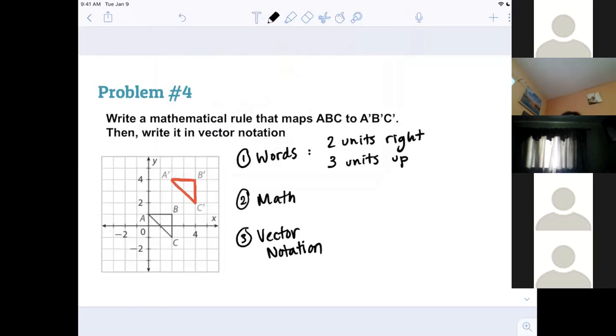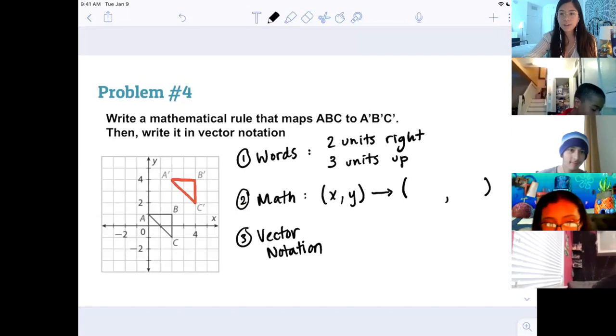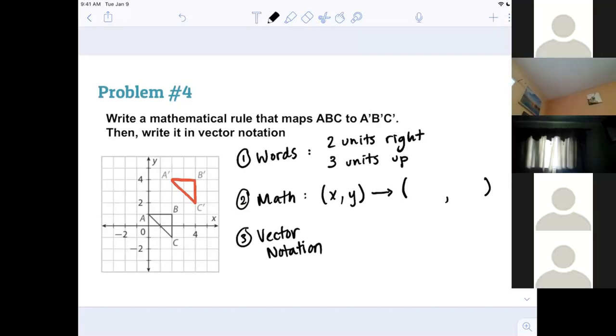Now I'm going to write the same thing using math. So math is the one with the arrow, okay? We always start with x comma y, arrow. We're going to fill in those blanks over here. So for this part, I would like Jalen to go next, but you can take your time. Whenever you're ready, tell me what I should put in these blanks.